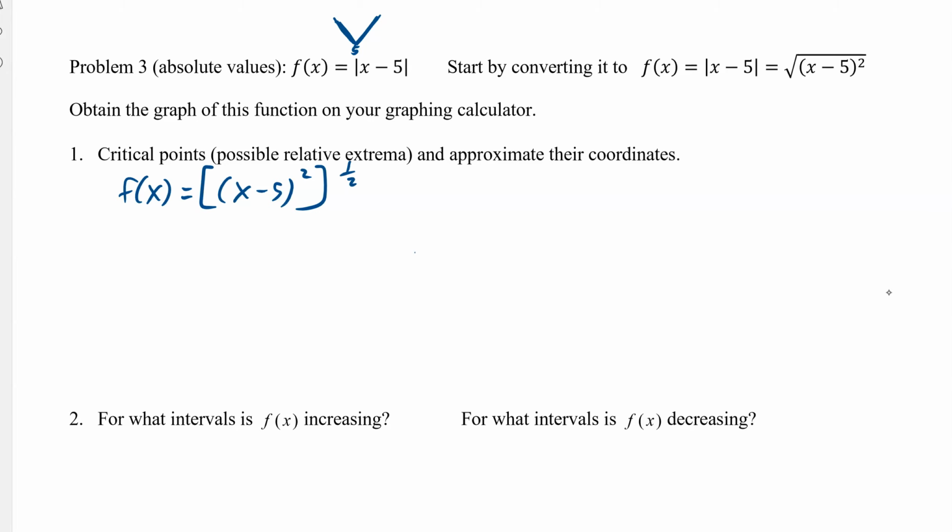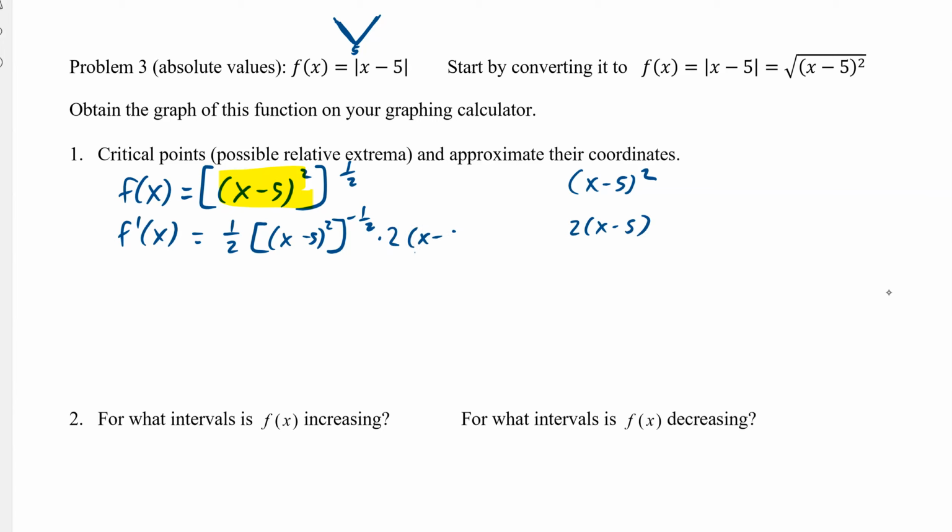And so now we can apply the chain rule. The inside here that we have is x minus 5 squared. So when we take the derivative, we would end up with 1/2 (x minus 5 squared) to the -1/2. And then this would become 2 times (x minus 5). So we tack that on over here. Now the 2s cancel, and that one will go to the bottom.